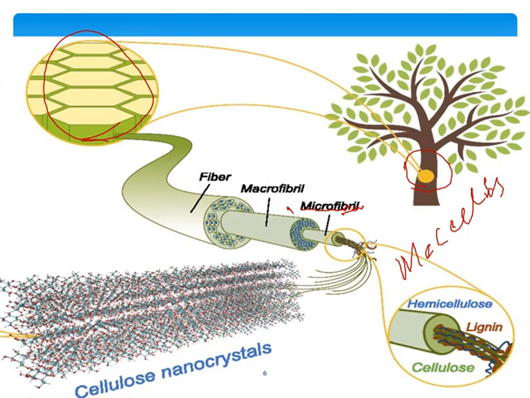These micelles are also called elementary microfibrils, and these elementary microfibrils are basically composed of cellulose, lignin, and hemicellulose. So these micelles or elementary microfibrils are also referred to as cellulose nanocrystals, and these crystals combine to form microfibrils, and the microfibrils combine to form macrofibrils, and macrofibrils combine to form a fiber. So this is the descending order. Here we have the descending order, and we will discuss it later in this lecture.